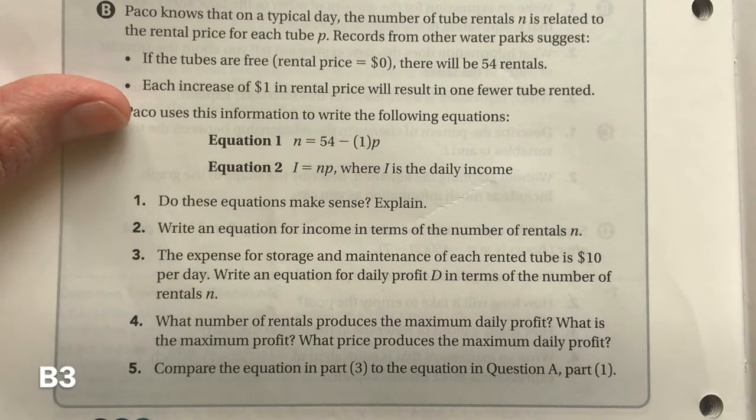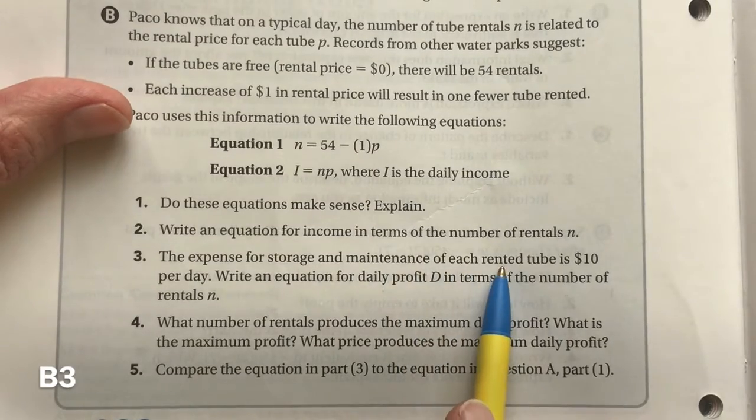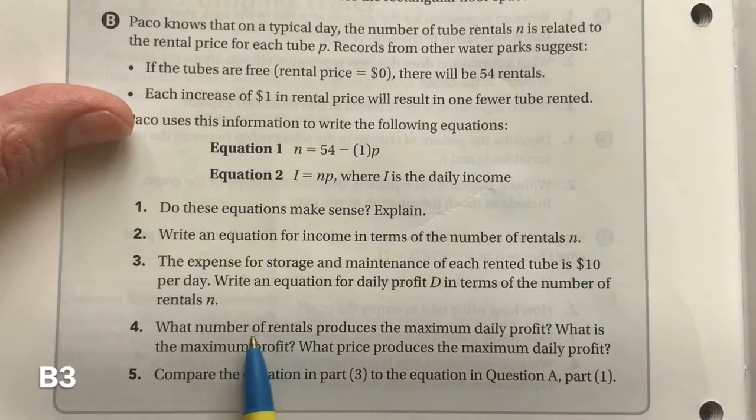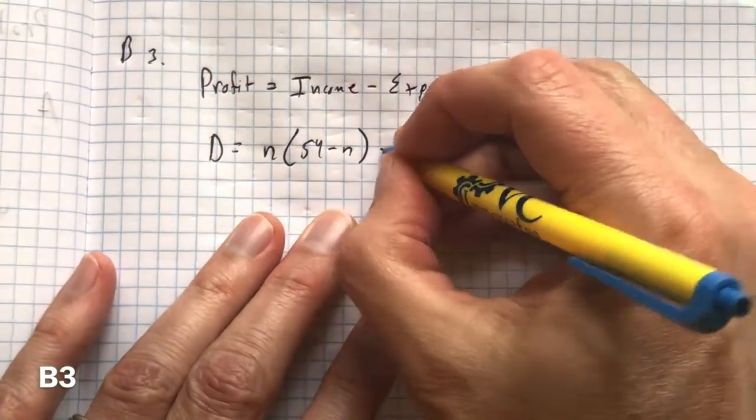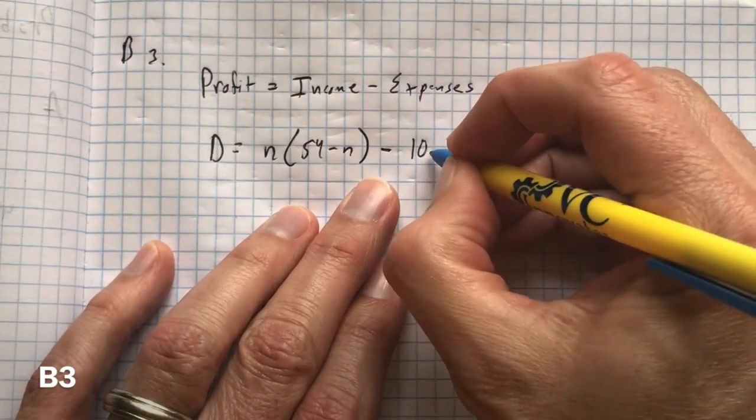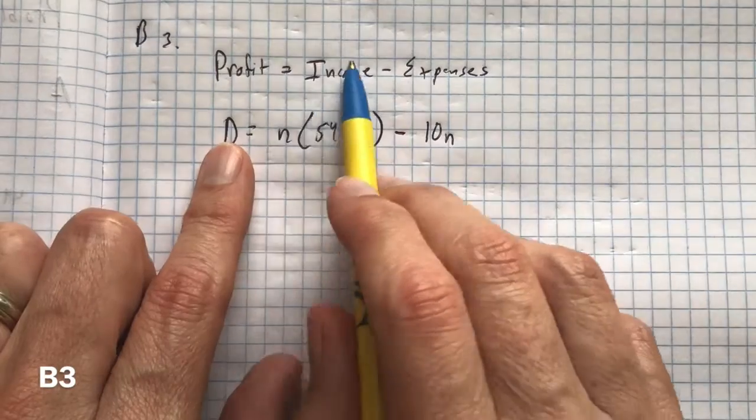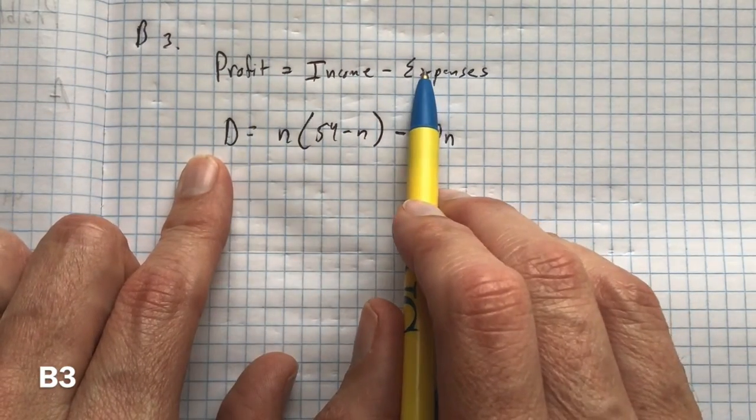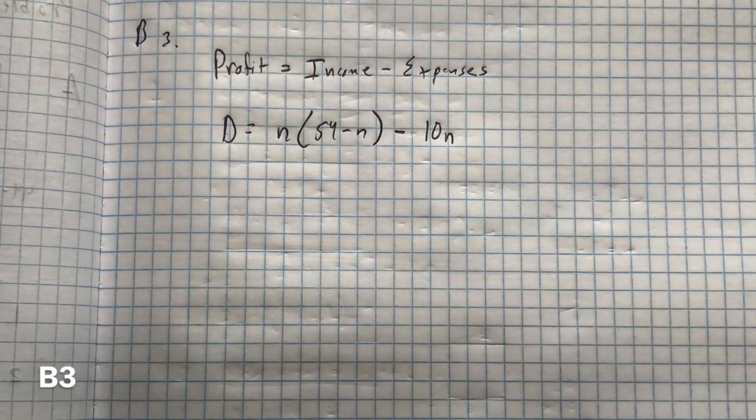And then they're telling us that expenses for each day are $10 per day. So here's the expense for the storage and maintenance of each rented tube. Remember, each tube is that n from up here, so $10 per day in terms of n. So expenses is going to be minus 10 times the number of tubes. Hopefully that makes sense. Our income we knew already. Profit is going to be D, but expenses is going to be $10 times each tube rental, which is $10 per day.